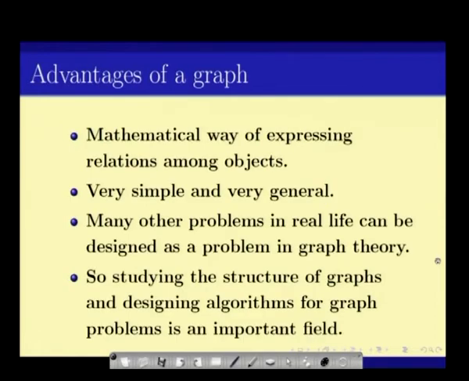Mathematically, these graphs are used for expressing relations between objects. It is simple, it is general, and at the same time it is used for a lot of applications. In particular, a lot of real life problems can be modeled as graph theory problems. So, understanding graph algorithms is a very essential part of the subject of algorithms.